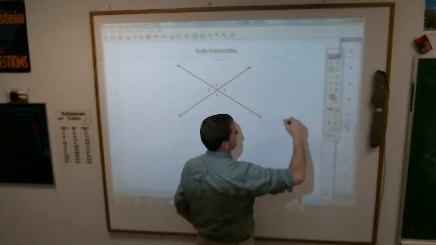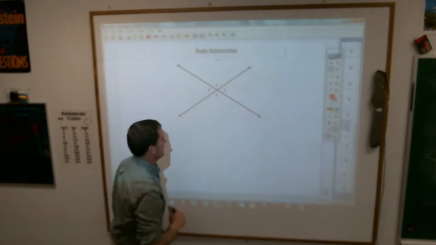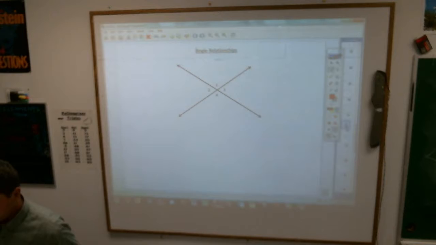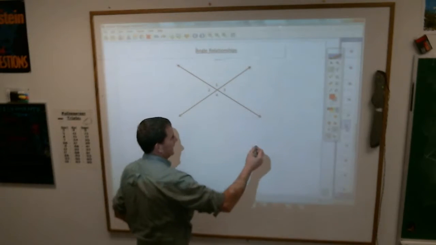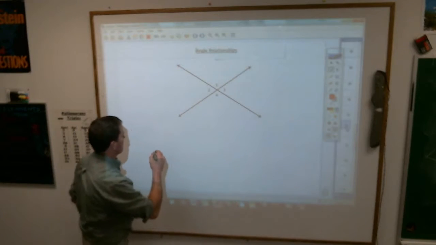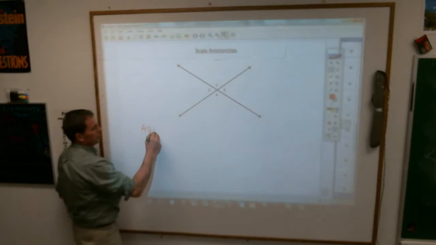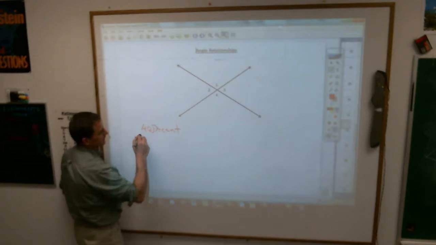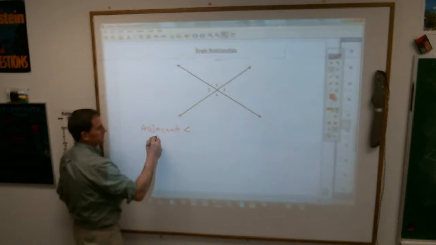Angle relationships. Keep your pencil out and get them sharpened up and get ready to write here. Definitions here. First definition we're going to go over is what is an adjacent angle. Adjacent. And you probably know what adjacent means.